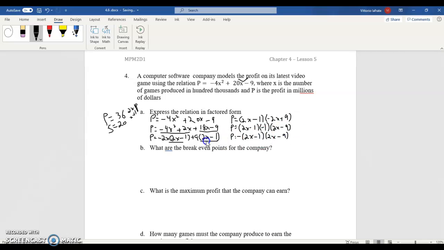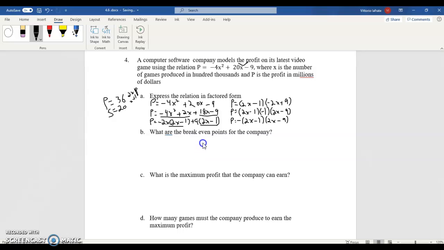Let's go take a look at question B. For question B, what are the break-even points for the company? So here we're asking you break-even points. What does that sound like? Well, it sounds like we're asking you for your zeros. It sounds like you're asking, when is the profit 0? That's what a break-even point is. So when is our spending equal to the amount of earnings that we get? So we're just breaking even. We're not losing money. We're not making money either.